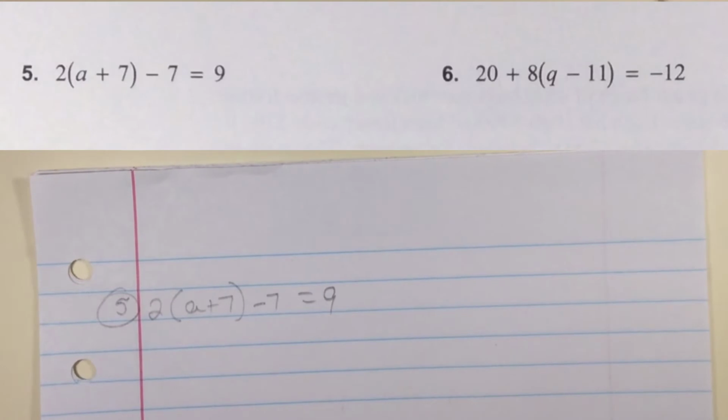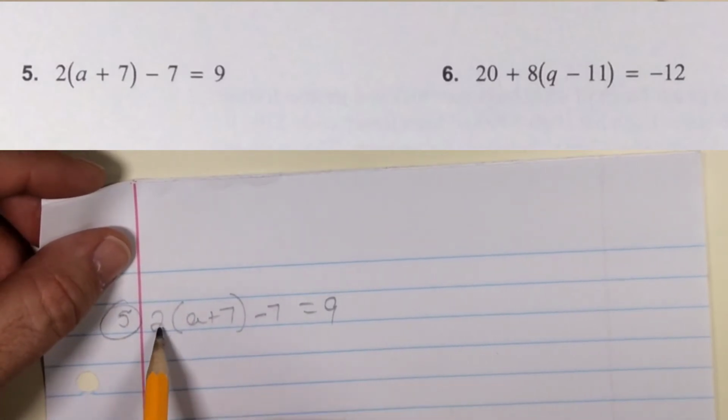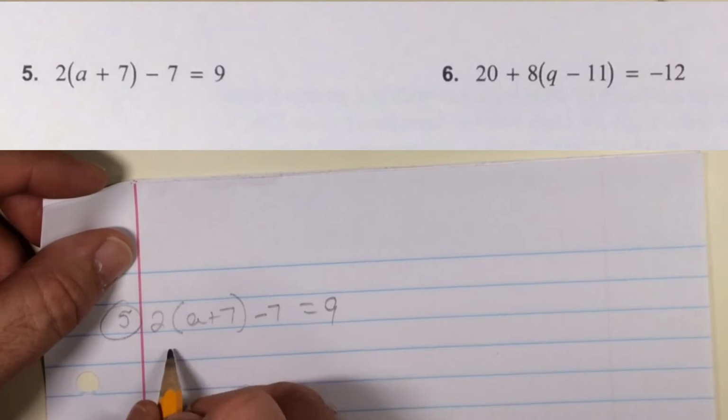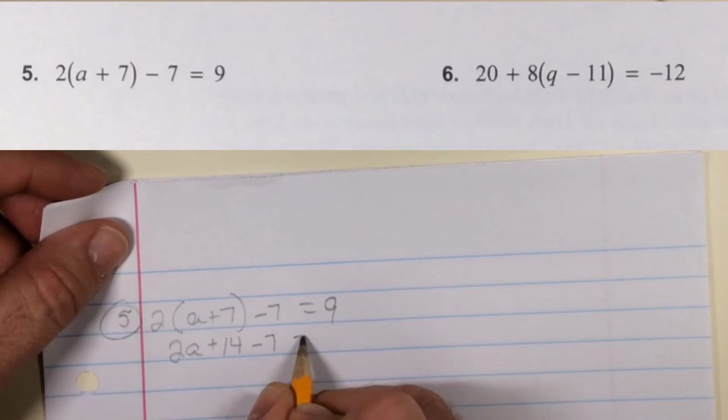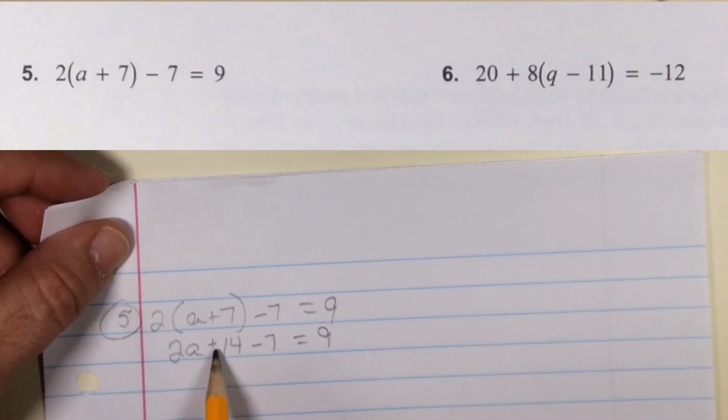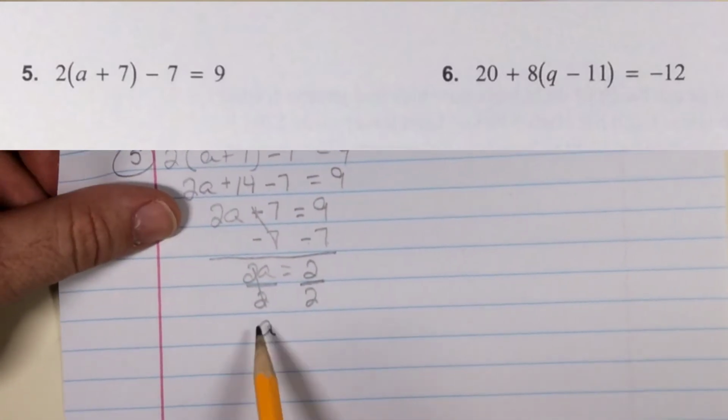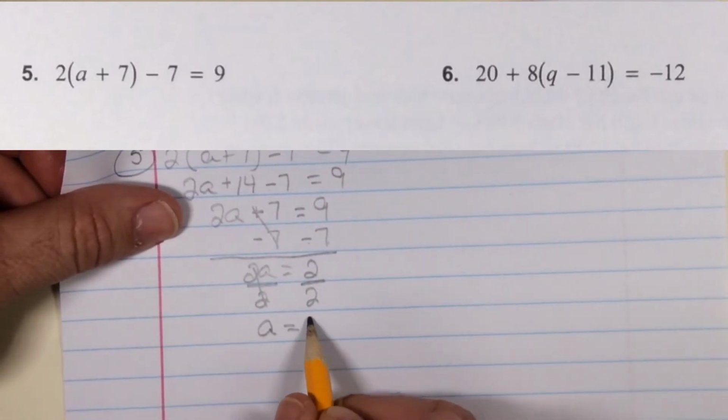For number 5 here, the first thing we have to do is distribute the 2. So 2 times a is 2a. 2 times positive 7 is positive 14. Minus 7 equals 9. Now I can combine these constant terms, positive 14 and minus 7. So 2a plus 7 equals 9. Now I subtract 7 from both sides. 2a equals 9 minus 7 is 2. Divide by 2. A equals 2 over 2, which is 1.